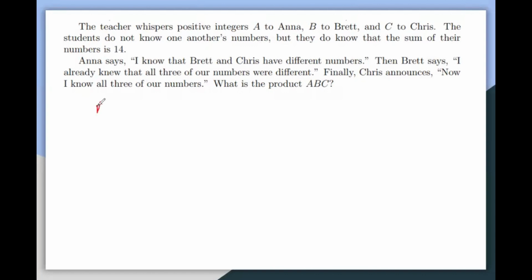The first person, Anna, says, I know that Brett and Chris have different numbers. Let me make a bit of a summary. Person A says B and C are different. Brett says, I think that all three numbers are different, so A is different from B, and that's different from C. And finally C says, now I know all three numbers. With this in mind, we want to find the product of A, B, C, and we know that only the sum of them is 14.